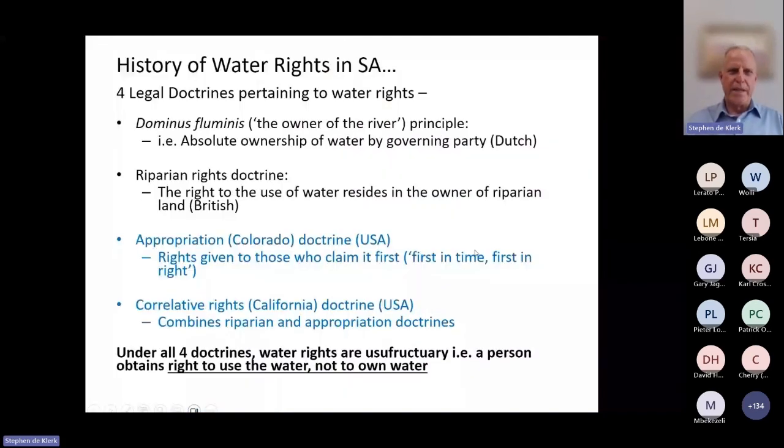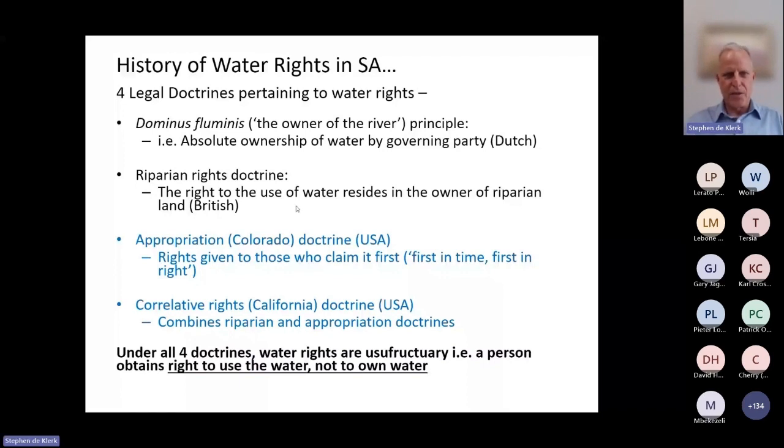There are essentially four legal doctrines that pertain to water rights. The first is called dominus fluminis, or the owner of the river principle. In other words, the absolute ownership of water is by the governing party. And in this case, that's the principle that the Dutch adopted in the early years. There's the riparian rights doctrine, and that's the right to the use of water resides in the owner of the riparian land, or the land along the water courses. And that's very much from the British rule period.